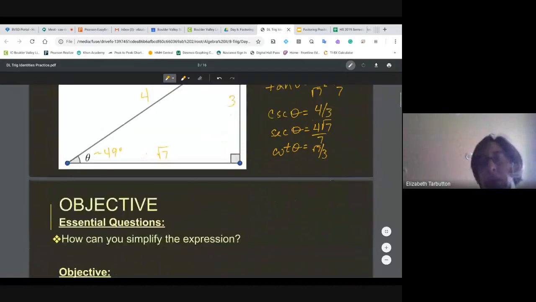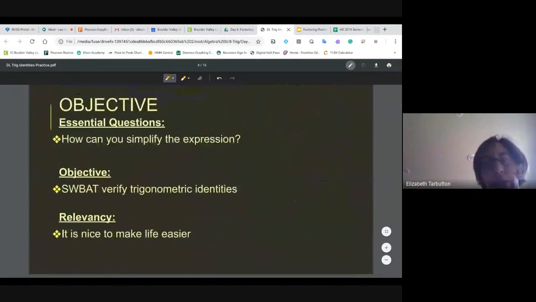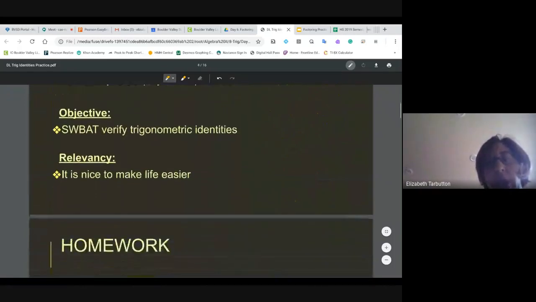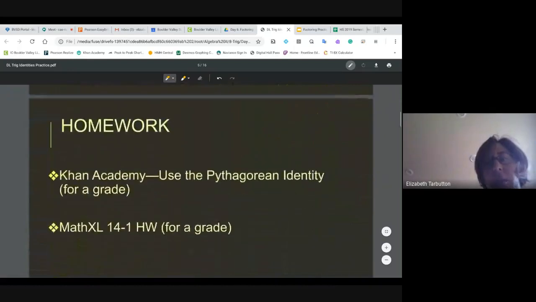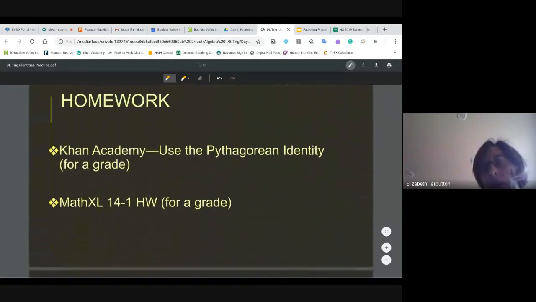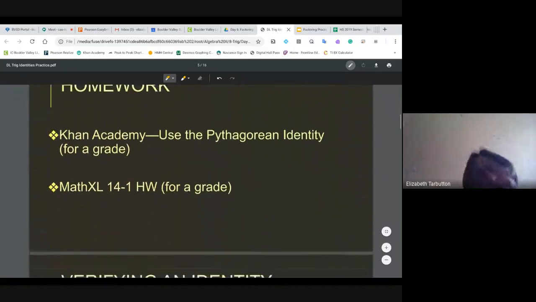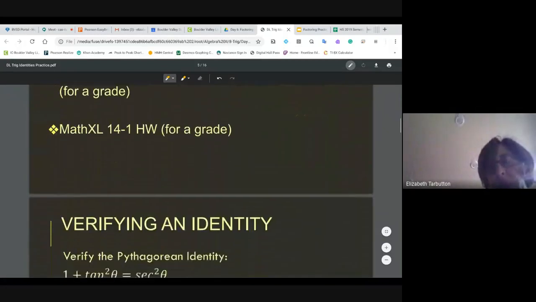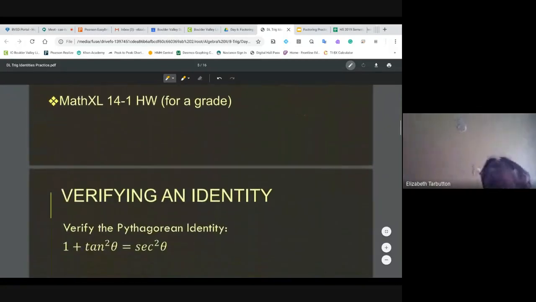Today we're going to be able to verify our trig identities. So we started out with level 1 information yesterday. We're going to take that and apply it today with level 2 information. Homework: there is Khan Academy, Use the Pythagorean Identity, and there's MyMathLab, the 14-1 homework. Both of these are for grade, but remember, I will be very gracious with the grading this time. Please try not to spend more than 90 minutes altogether working on this, and please absolutely get up and take a break every 30 to 45 minutes.